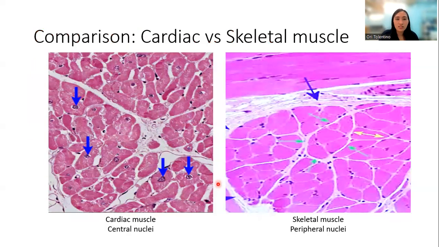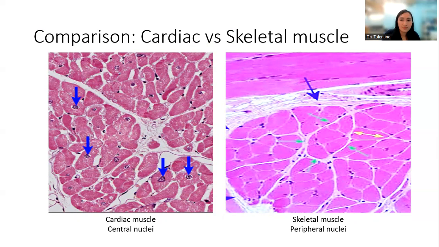So let's compare cardiac versus skeletal muscle. Your cardiac muscle has central nuclei and your skeletal muscle has peripheral nuclei. So their nuclei are at the sides. Meanwhile, in the cardiac muscle, they are at the center.